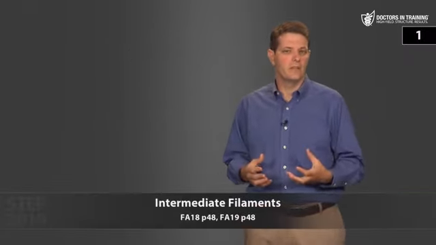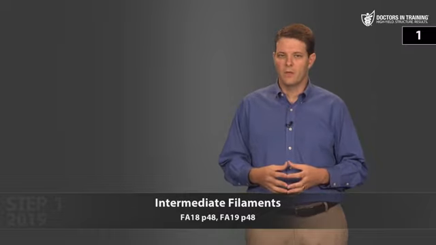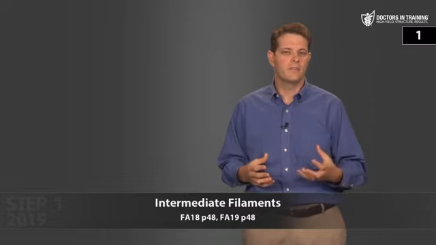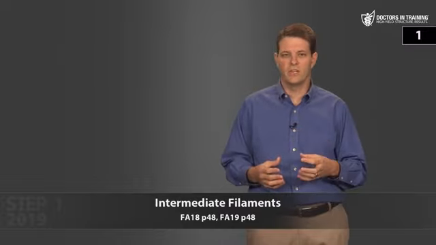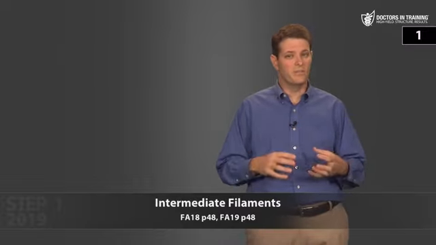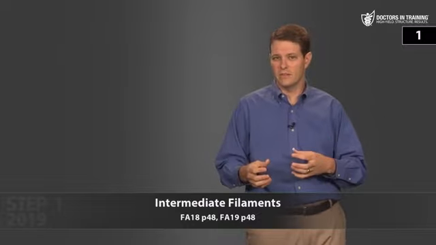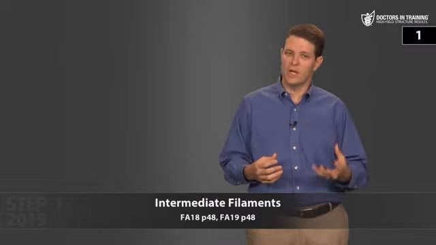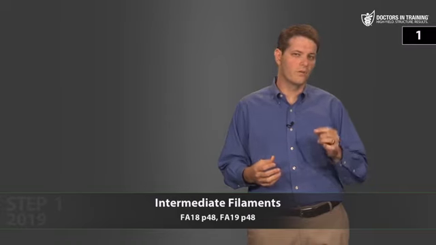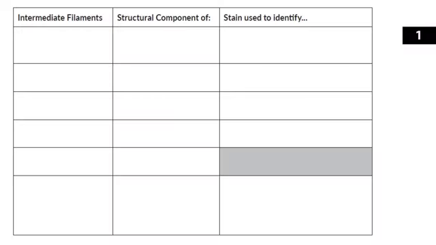For intermediate filaments, take a look in your study guide. There are a whole bunch of different types of intermediate filaments, which are found in specific types of cells and tissues, and you can identify different tissues by staining for these different filaments. This really isn't all that clinically relevant unless you're going into pathology, but this is important for you to know for step one. So the first one in your study guide is cytokeratin.